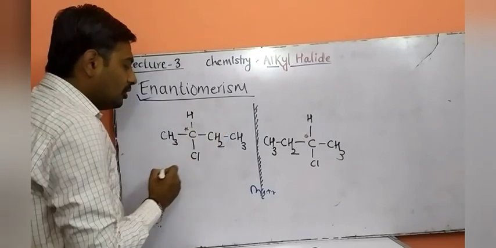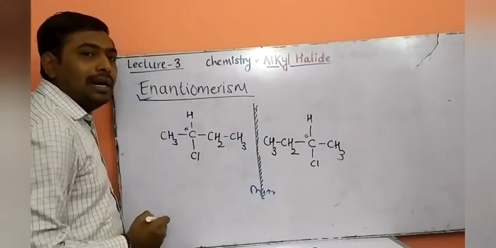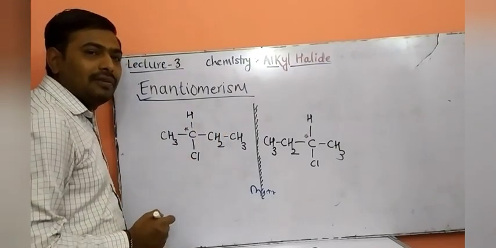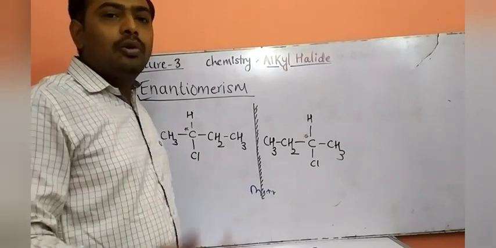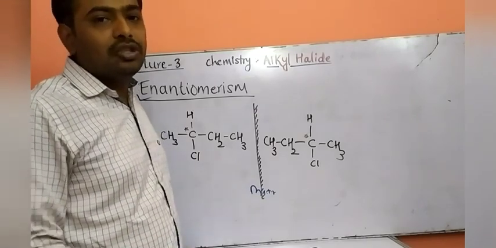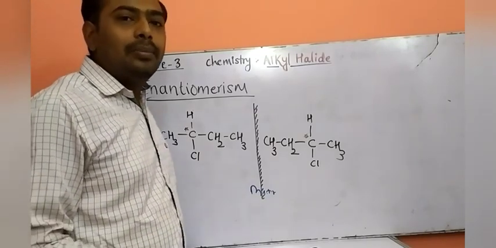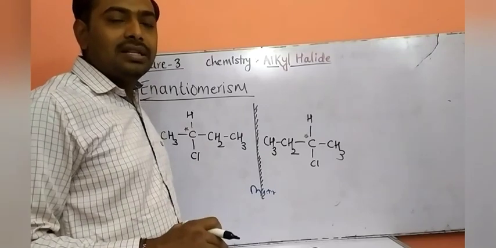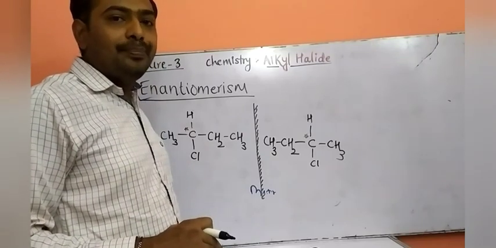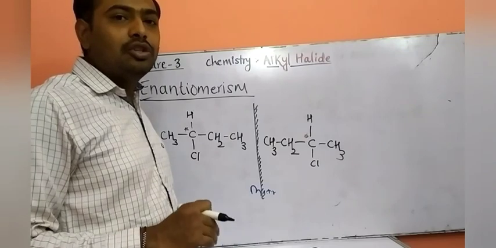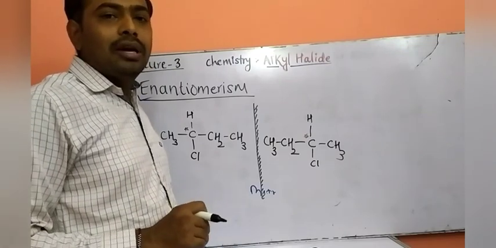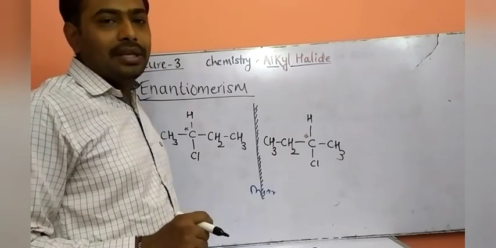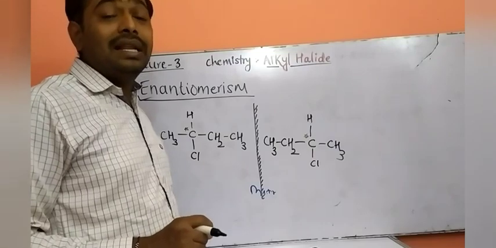As we already discussed, when the plane of plane polarized light rotates to the right hand side, we get a dextro-rotatory compound. When the plane of plane polarized light rotates to the left hand side, we get a laevo-rotatory compound. The equimolecular mixture of dextro and laevo isomers is called a racemic mixture, and the concept is called racemization.